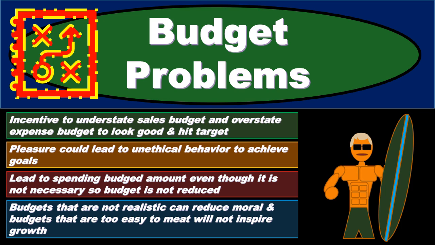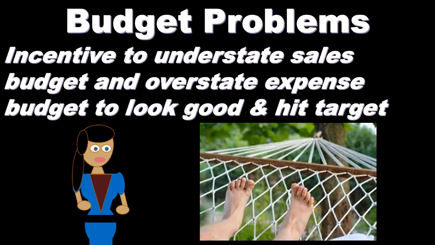In this presentation, we will discuss budget problems or potential pitfalls within the budgeting process that we want to be aware of and want to avoid. One problem with the budget is that there is an inherent incentive within the budgeting process, often, to try to understate the sales that will be budgeted for and overstate the expenses. Why? Because that will make it easier to hit the target.